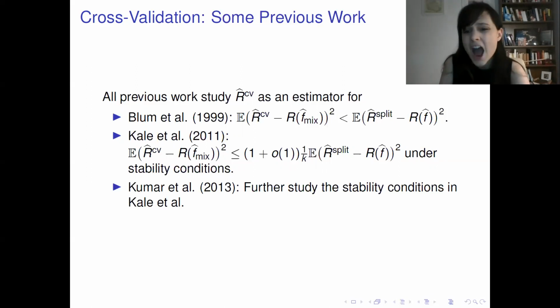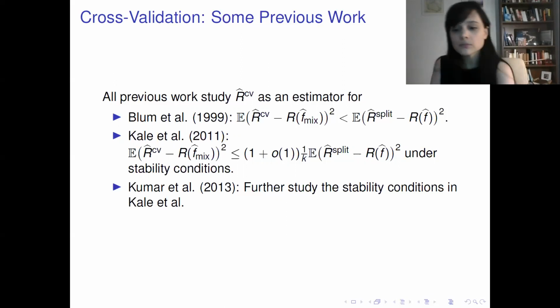The second one was to know the exact ratio between the two mean square differences, so that you know exactly how much faster k-fold cross-validation actually is. Is it k times faster or is it less than k times faster? And we also wanted to study the cross-validated risk as an estimator for the expected risk and not only for the conditional risk.